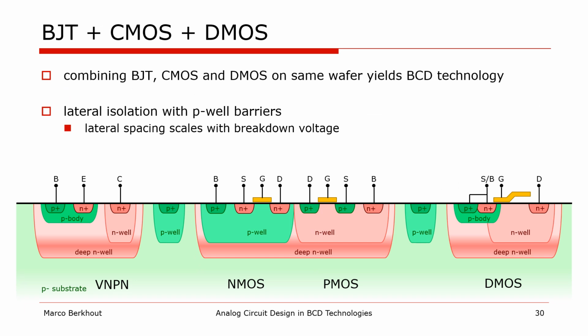And there we have it. As we have seen, the bipolar, CMOS and DMOS transistors use the same diffusions, so they can be combined side by side in the same silicon substrate to yield BCD technology as illustrated here in its simplest form. The devices are isolated from each other with p-well barriers, and the spacing in between scales with the required voltage difference.